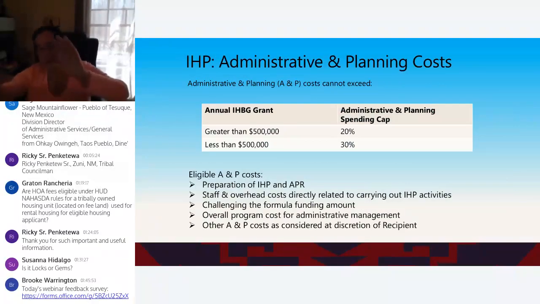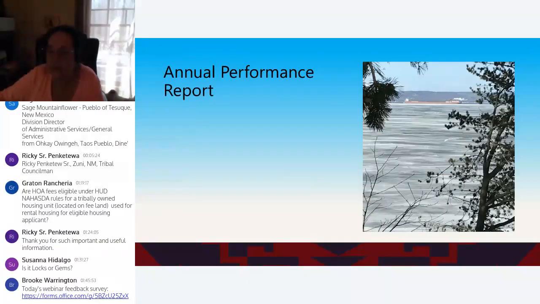So your administrative and planning costs depend on how much you get. If you get more than 500,000, you're allowed to use 20%. If you receive less than 500,000, 30%. You can use it to prepare your IHP, your APR, staff overhead, carrying out your IHP activities, challenging your formula, overall program cost, administrative management, and other cost is considered at the discretion of the management.